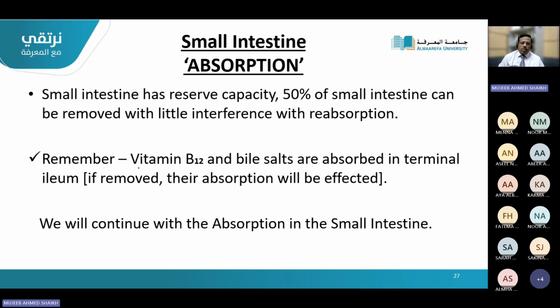So the last part of the small intestine absorbs vitamin B12 and bile salts. 95% of the bile salts will be absorbed, and only 5% will go in feces. So if the last part of the small intestine is resected or removed, the person will suffer from vitamin B12 deficiency and indigestion of fat.